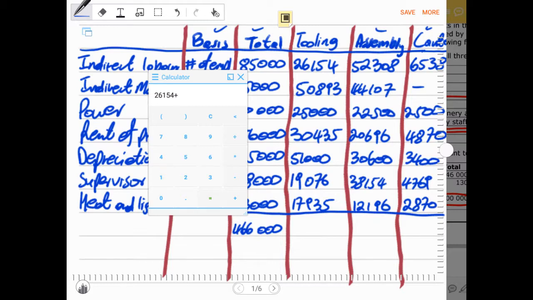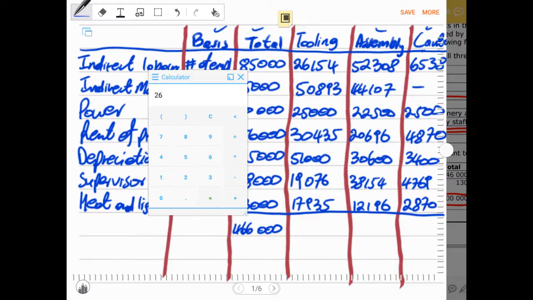26,154 plus 50,893 plus 25,000 plus 30,435 plus 51,000 plus 19,076 plus 17,935. That is 22,506. 22,490. There's something wrong. Let us check again.